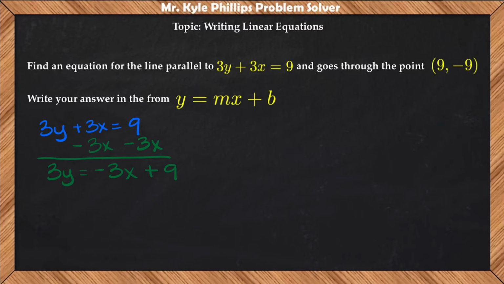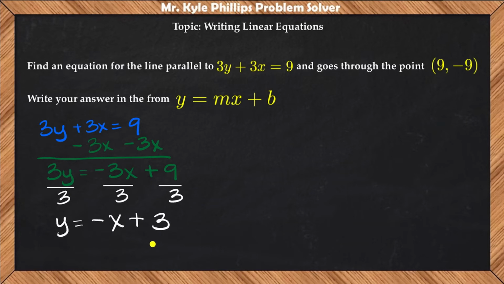Now, it needs to be y equals mx plus b, and here I have 3y. So what I'll do is divide everything by 3. So here I'll divide this by 3, I will divide the negative 3 by 3, and I'll divide the 9 by 3. So now what I have is y equals negative x plus 3. So this is my equation in slope-intercept form. I want the equation of a line that is parallel to this one and passes through this point.